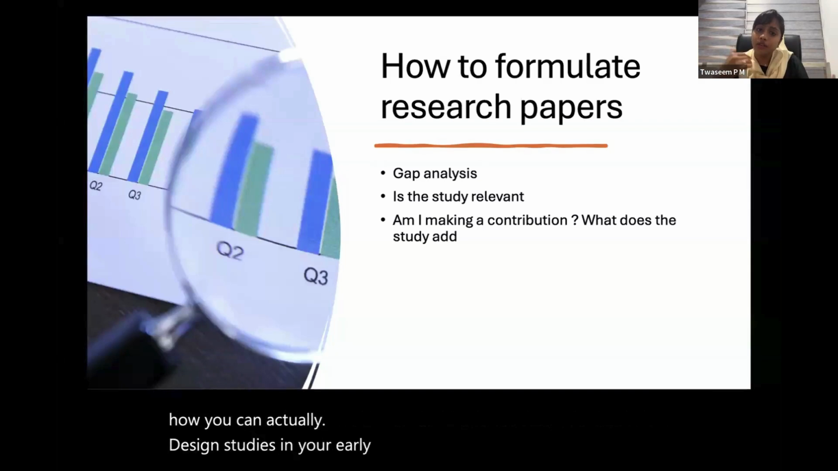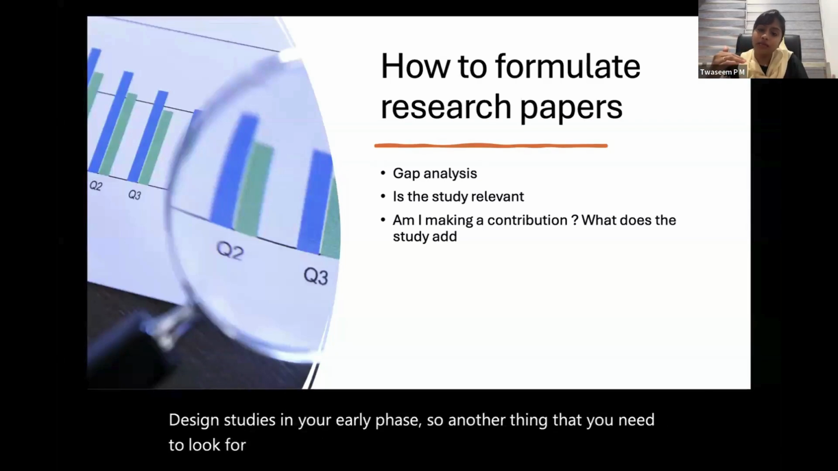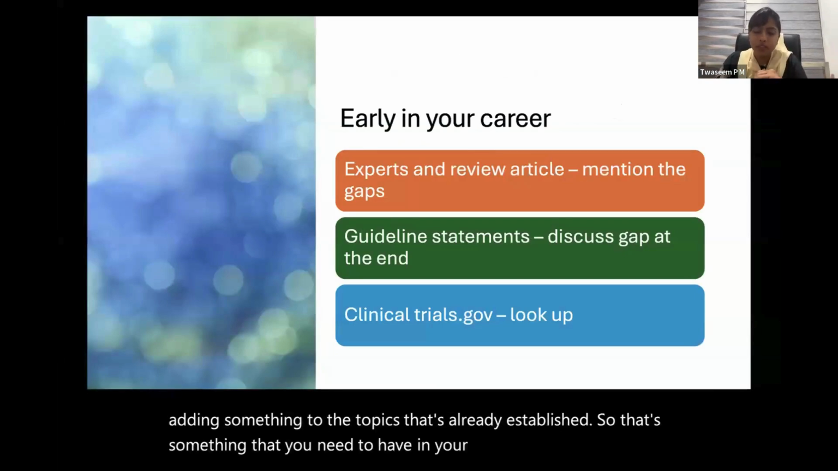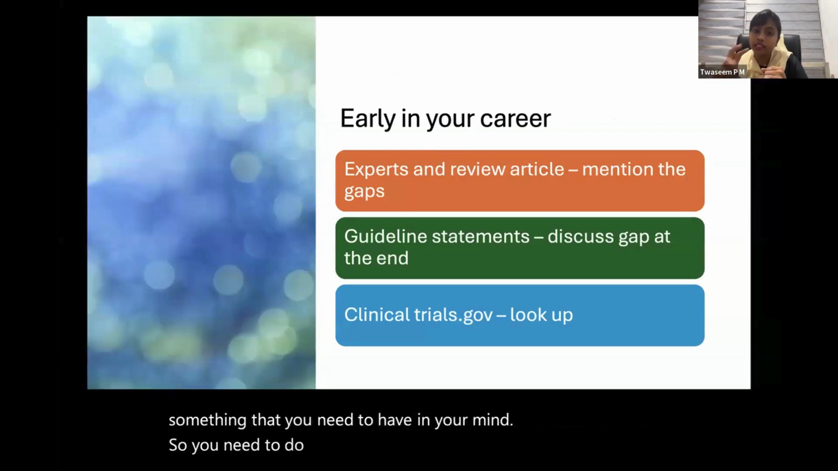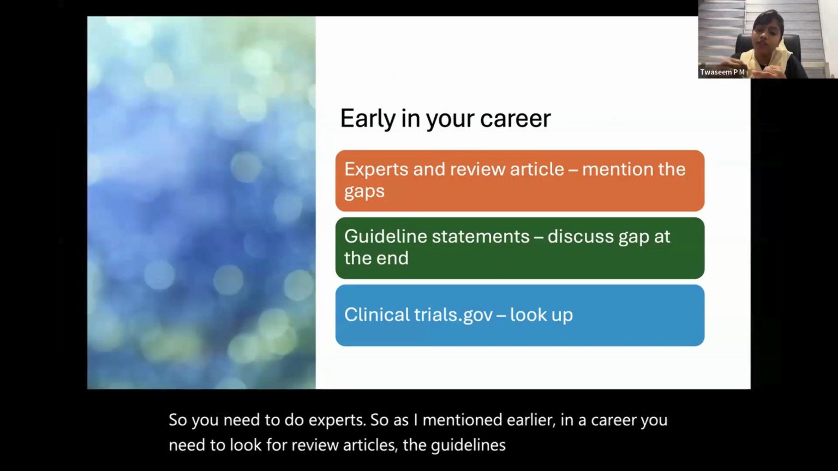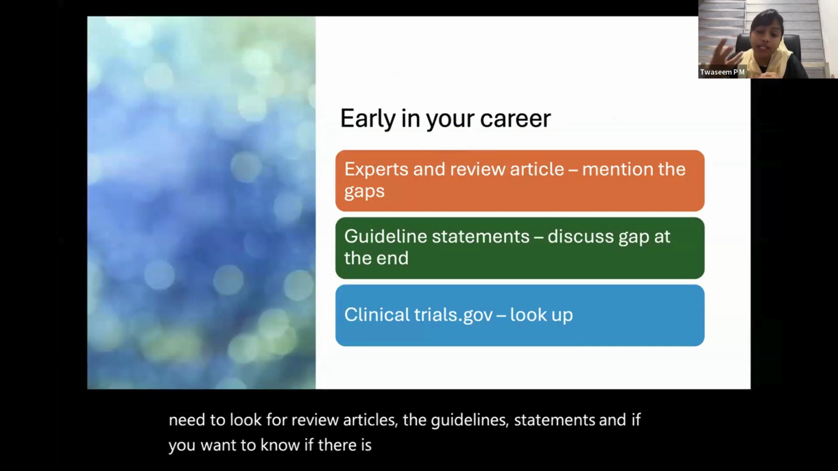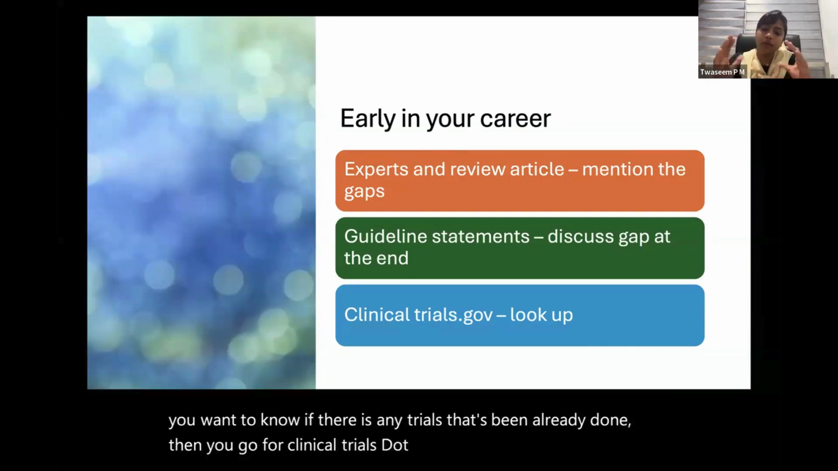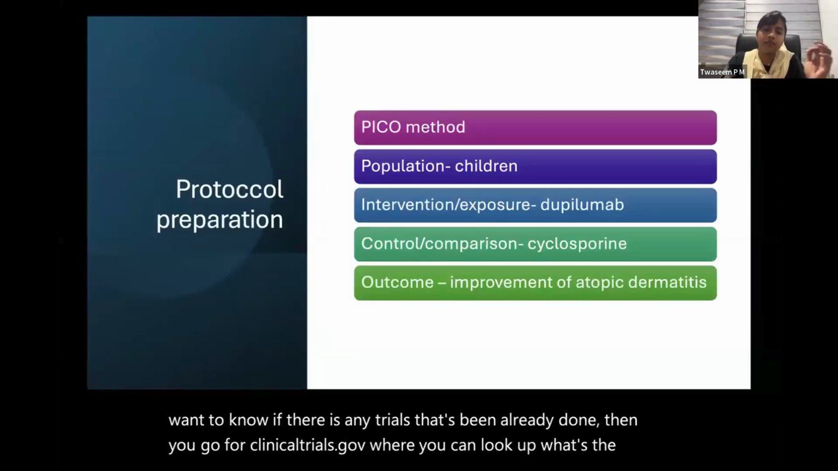Another thing that you need to look for is, are you making a good contribution, or is my study adding something to the topics that are already established? That's something you need to have in your mind. So as I mentioned earlier, you need to look for review articles and guideline statements. And if you want to know whether any trials have already been done, you go to clinicaltrials.gov, where you can look up which trials have already been registered.